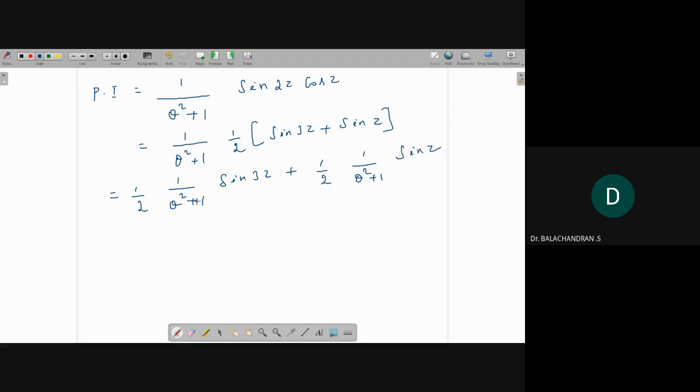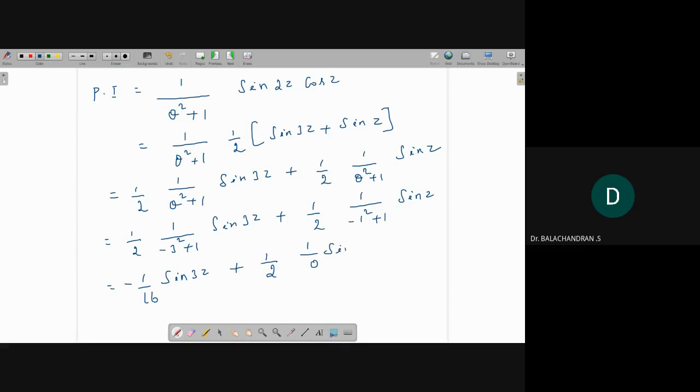So again, type 2, so replace theta square by minus 3 square, here theta square by minus 1 square. Minus 3 square plus 1 times sine 3z, plus 1 by 2 into 1 by minus 1 square plus 1 into sine z. So this is minus 8, so minus 16, minus 1 by 16 into sine 3z. This is 0, so 1 by 2 into 1 by 0 into sine z. So minus 1 by 16 into sine 3z.